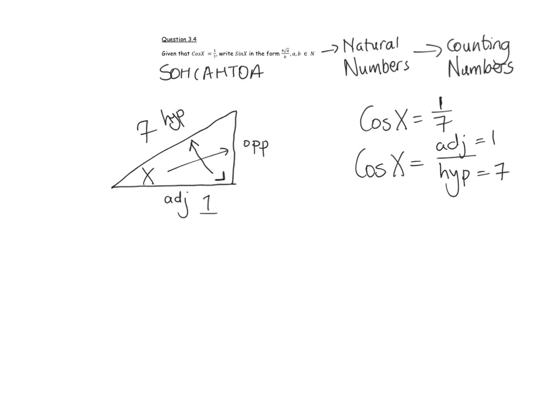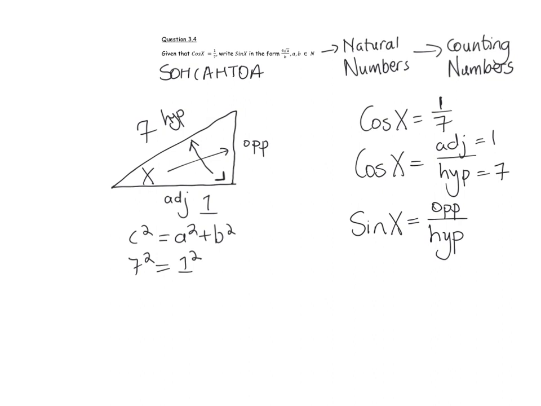The question is asking us to figure out what sine of x is. And we know that the sine of x is equal to the opposite over the hypotenuse. Now we have the hypotenuse, we know it's 7, but we don't know what the opposite is. So we have to get the opposite, and we'll be able to get that using Pythagoras' theorem. So c squared is equal to a squared plus b squared. So the hypotenuse, 7 squared, is equal to 1 squared plus b squared, and I might label the opposite y, so it'll be plus y squared.